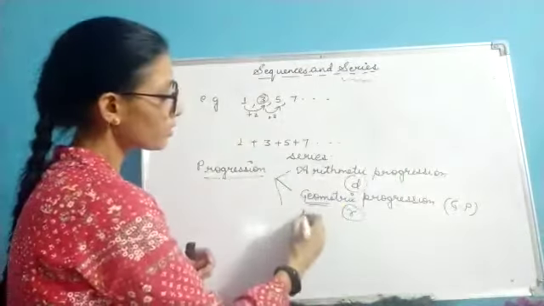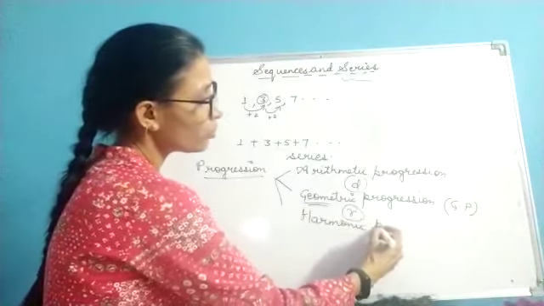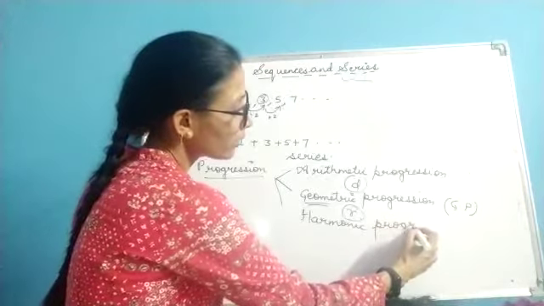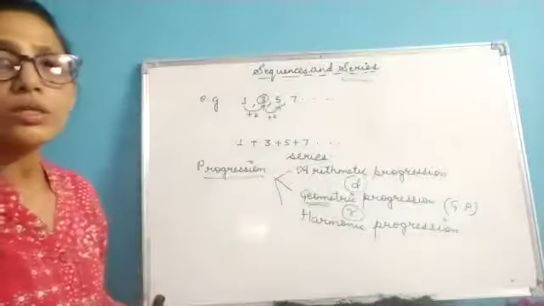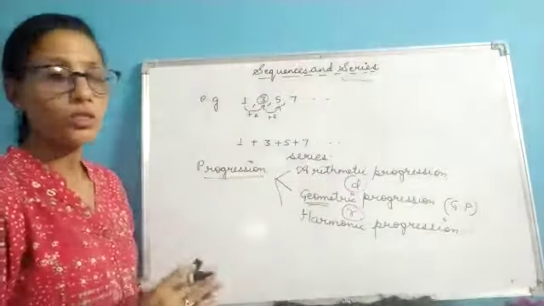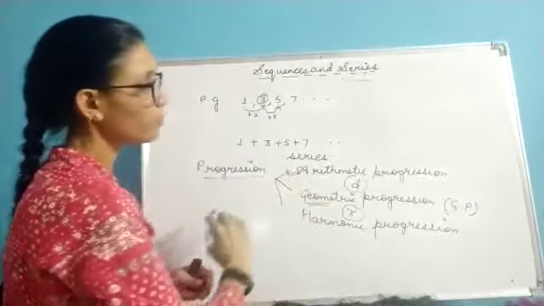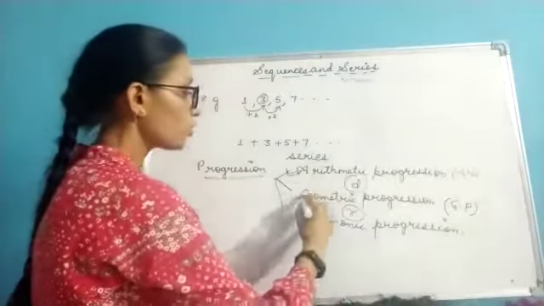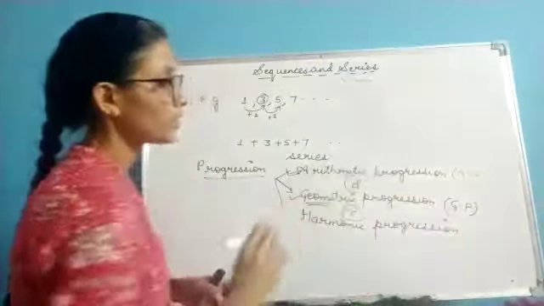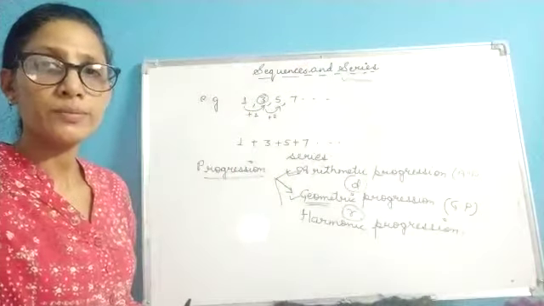And third is harmonic progression, which you are going to read later on in your colleges and all. So in this class we will be dealing only with arithmetic progression, which in short can be written as AP, and with geometric progression, which can be represented as GP. Now let's discuss arithmetic progression first.